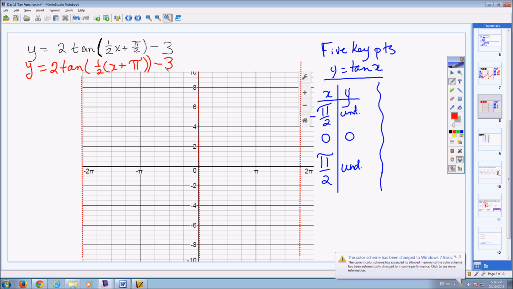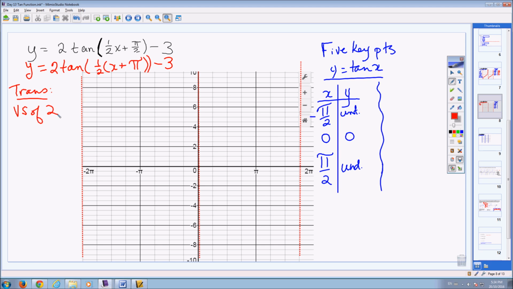Looking at our transformations then, we have a vertical stretch of 2, a horizontal stretch of 2 as well. Remember, the horizontal stretch always inverts. We have a horizontal translation of negative pi, and we have a vertical translation of negative 3.